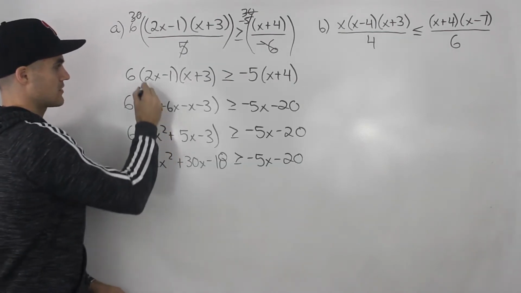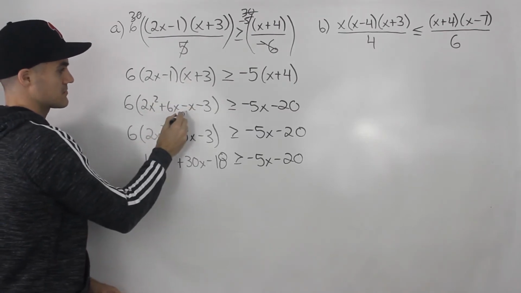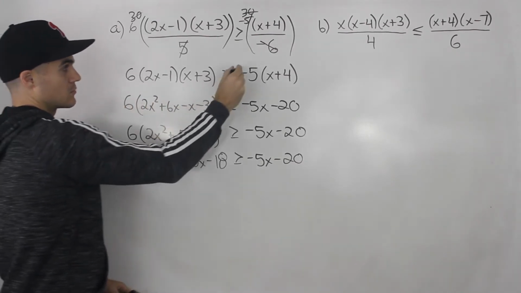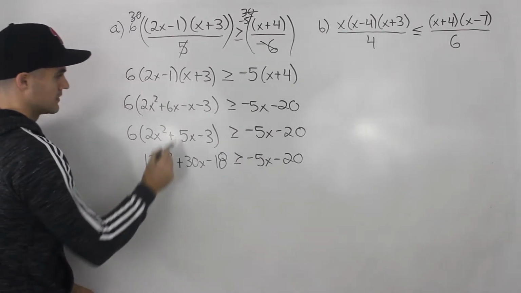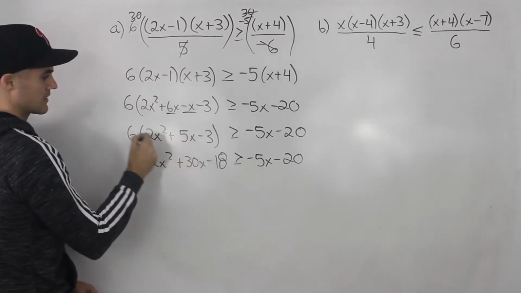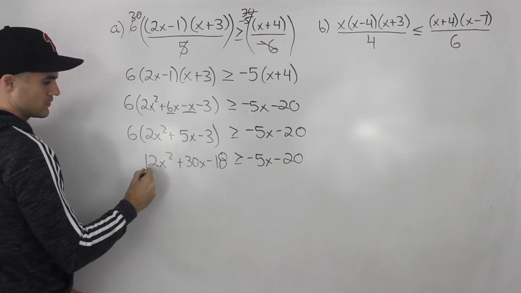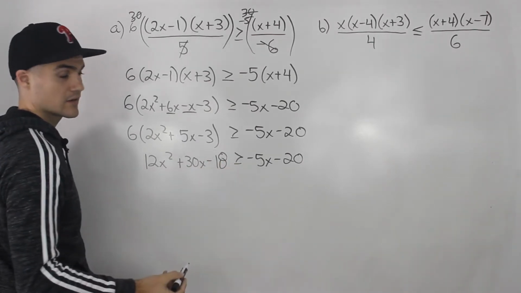So to simplify everything, I FOILed these two brackets out. I ended up with 2x squared plus 6x minus x minus 3. The 6 is still on the outside. Brought this negative 5 in the bracket, so negative 5x minus 20. Simplified this 6x minus x into positive 5x, and then I was able to bring this 6 inside the bracket. So we end up with 12x squared plus 30x minus 18 is greater than or equal to negative 5x minus 20.